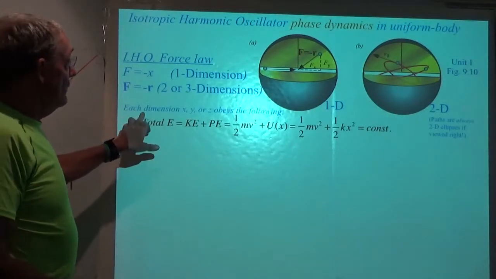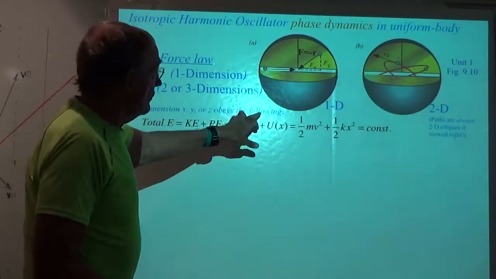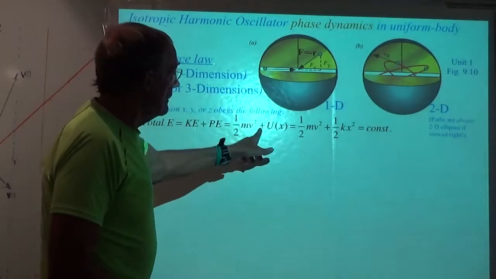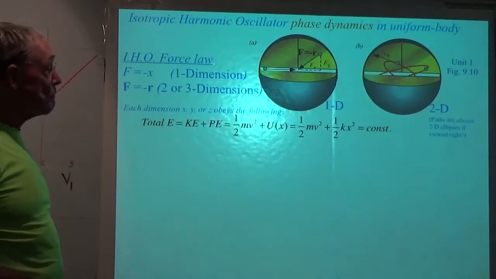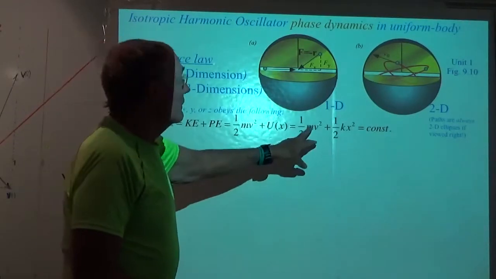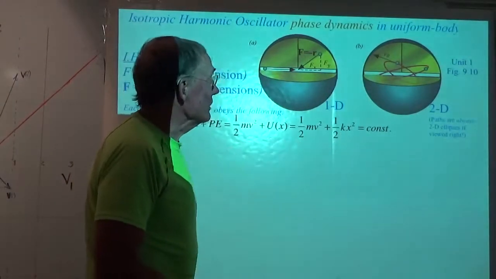So each dimension, x, y, or z, obeys the following energy expression: kinetic plus potential.